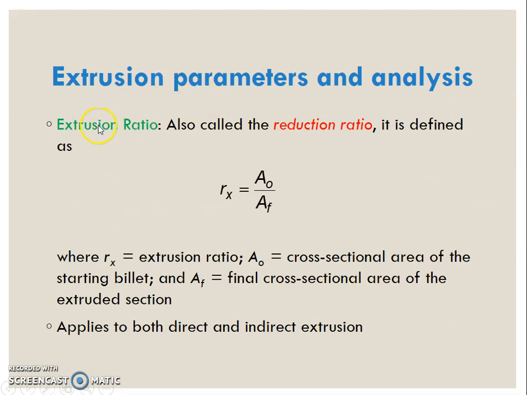How do we calculate the reduction ratio or extrusion ratio? Here the extrusion ratio is indicated as Rx equal to A naught over A final, A initial over A final. A naught is the cross-sectional area of the starting billet, and AF is the final cross-sectional area of the extruded section. This equation applies for both direct and indirect extrusion.